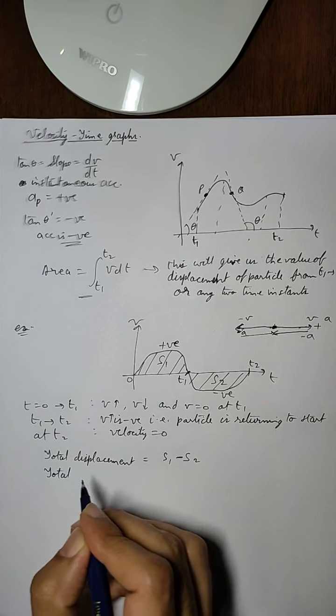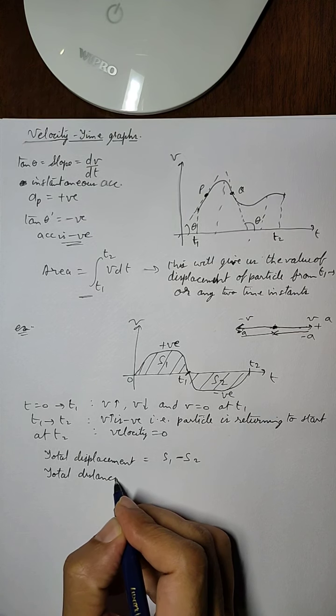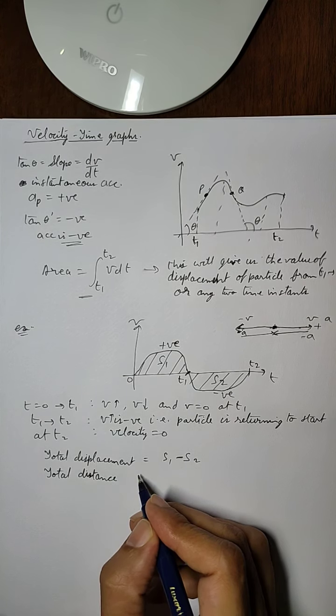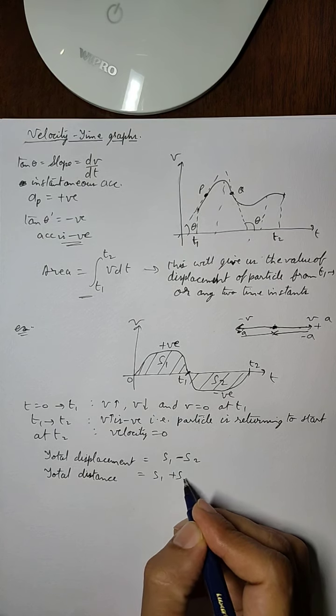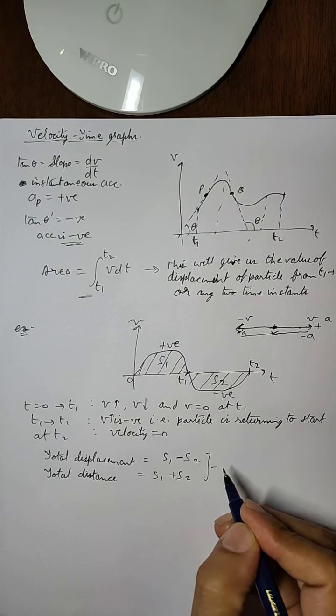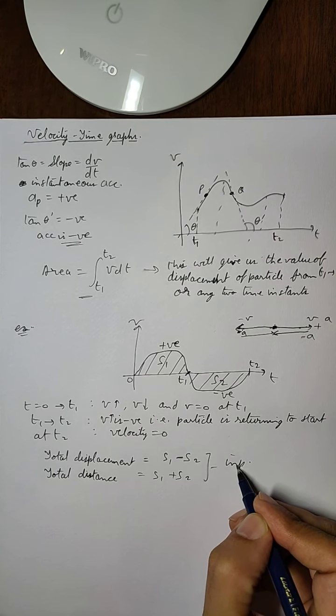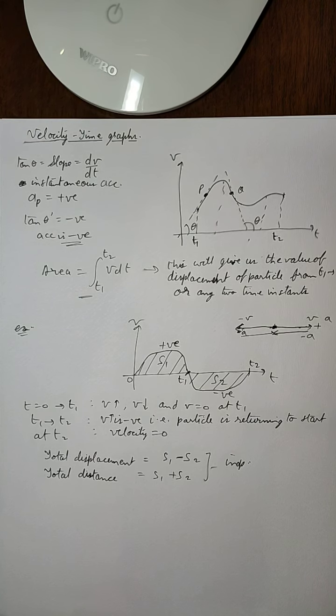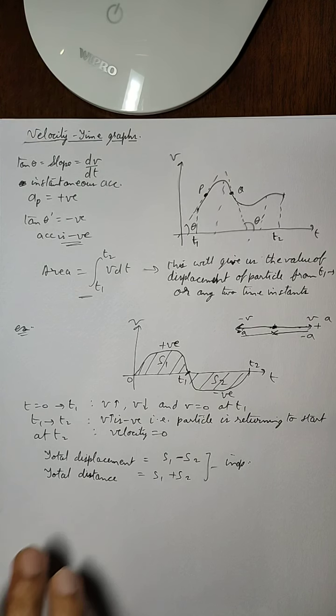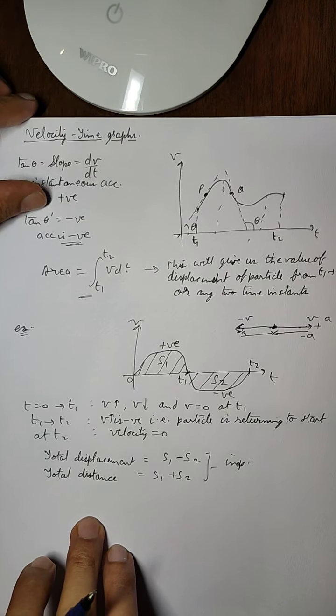And the total distance, we know that distance does not decrease, so distance will simply be S1 plus S2. So this is a very important result. Make sure you make note of this. So this will be our velocity time graph. We are going to discuss it in detail in further videos.